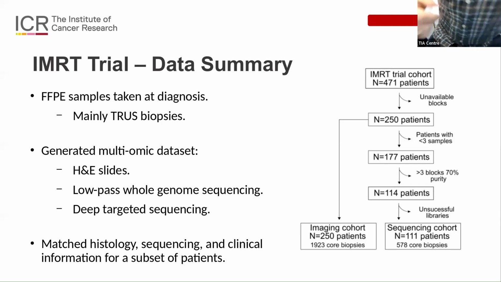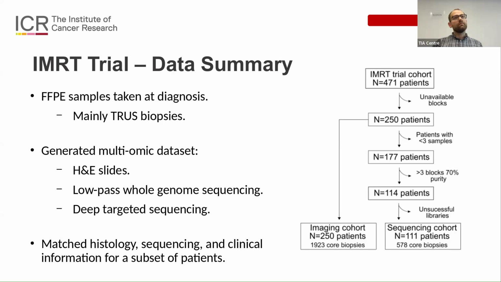Okay, well, one thing to say is that we started with 471 patients enrolled on the trial, but due to availability of the material, some of them had been depleted, and some weren't available, and a few people had requested that material to be returned. But we ended up with 250 patients for whom we had samples. And from those, 100% of the patients were imaged, so we had H&E and produced 1,923 core biopsy whole slide images.